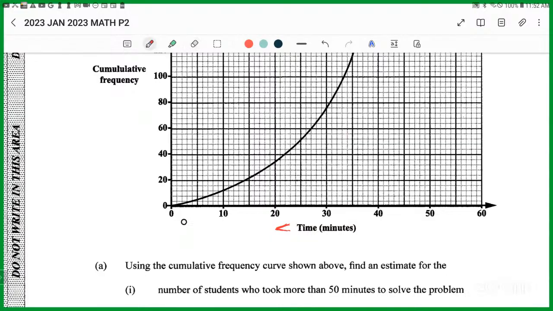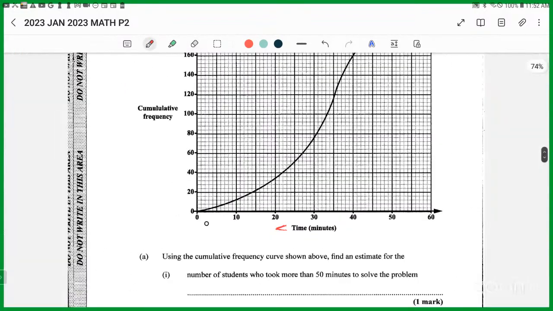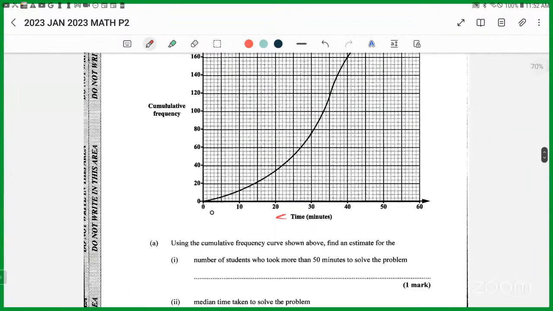Well, let's answer the questions now. It says, using the cumulative frequency curve shown above, find an estimate. And you see, everything that we do when the data is grouped is an estimate. So that's how you know the data is grouped as well. You have to estimate everything when the data is grouped, because as I said, you don't know the actual measurement of the scores. All you know is how many students got less than a certain time.